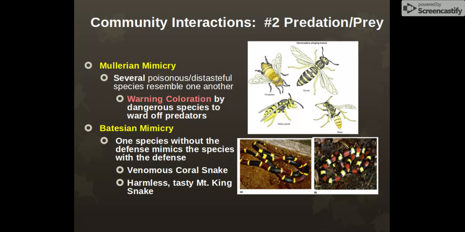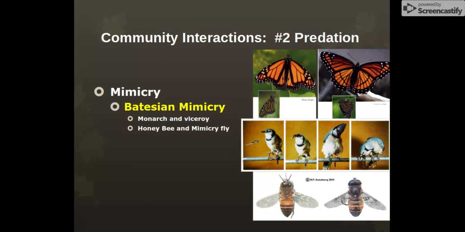Okay. Batesian mimicry, on the other hand, is when we have organisms that are dangerous, that are mimicked by organisms that are not. So in our image, we've got a coral snake, which has a highly toxic neurotoxin, which can be quite deadly. And then the mountain king snake, which is not dangerous, but they look similar. And so predators are wary of attacking the mountain king snake because it looks so similar to the coral snake.